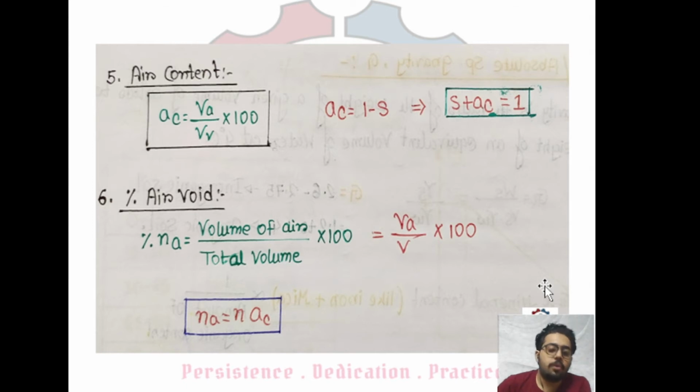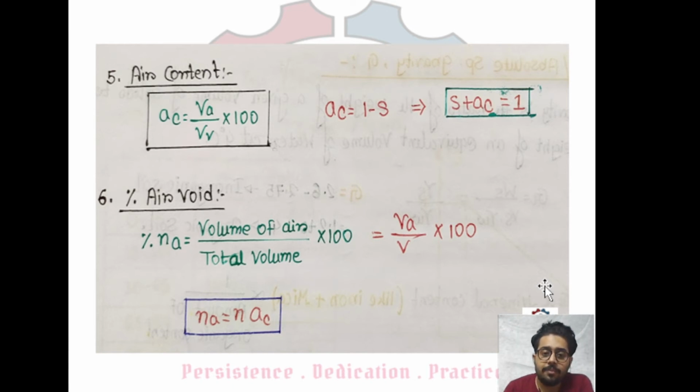Now the air content. Air content is the ratio of volume of air by the volume of void into 100. If we consider a fully saturated soil, then the total void will be filled by the water, so there should not be any air present. In case of fully saturated soil no air should be present, so the volume of air should be 0, so air content can be equal to 0.